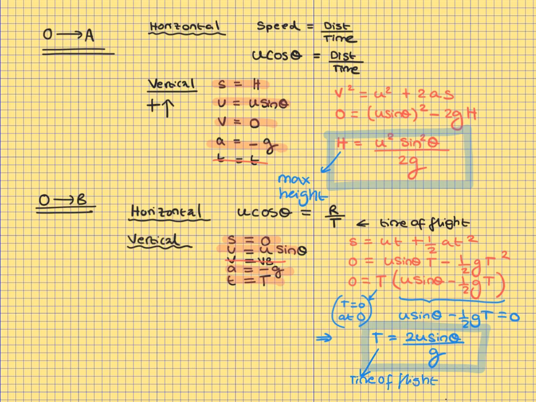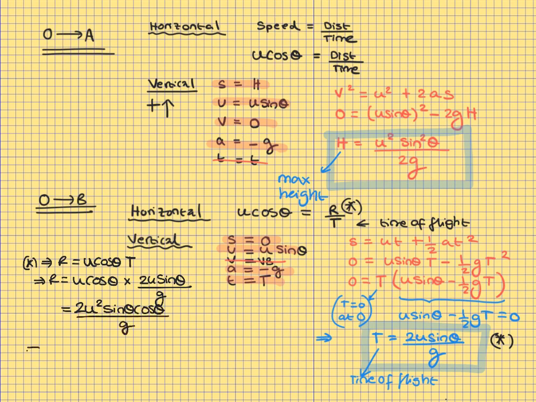Now, I can also take that result that we've just found and substitute it into this result here, which we found looking at the horizontal motion. The horizontal motion analysis tells us that r is equal to u cos theta multiplied by t. So I can now replace t with 2u sine theta over g, which gives me a result for r, which is 2u squared sine theta cos theta over g.